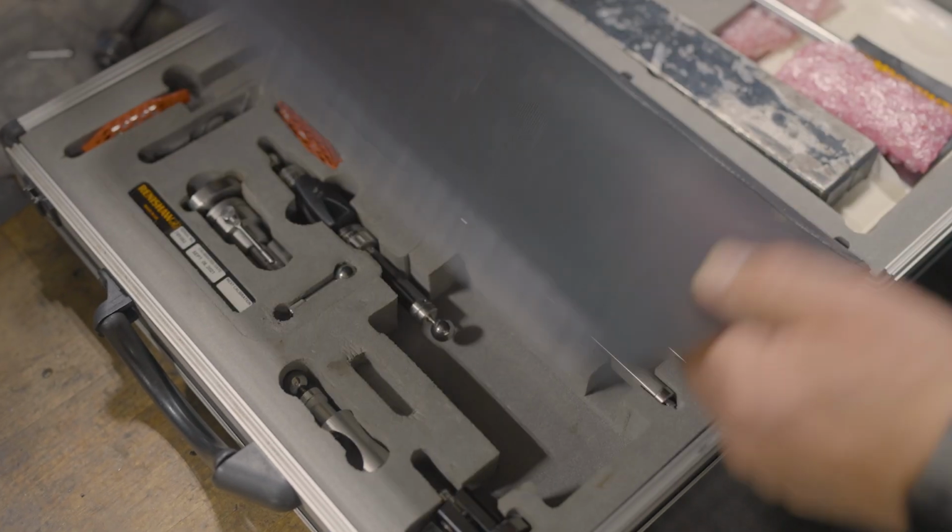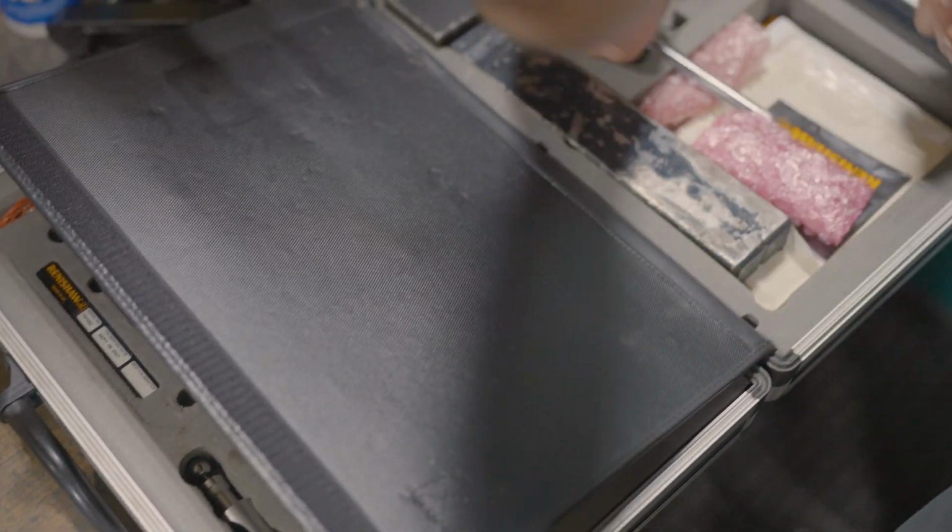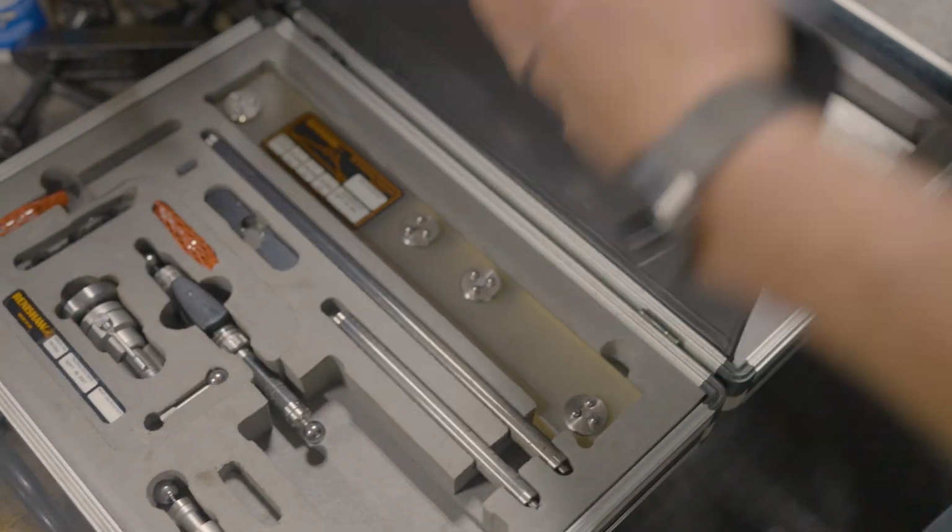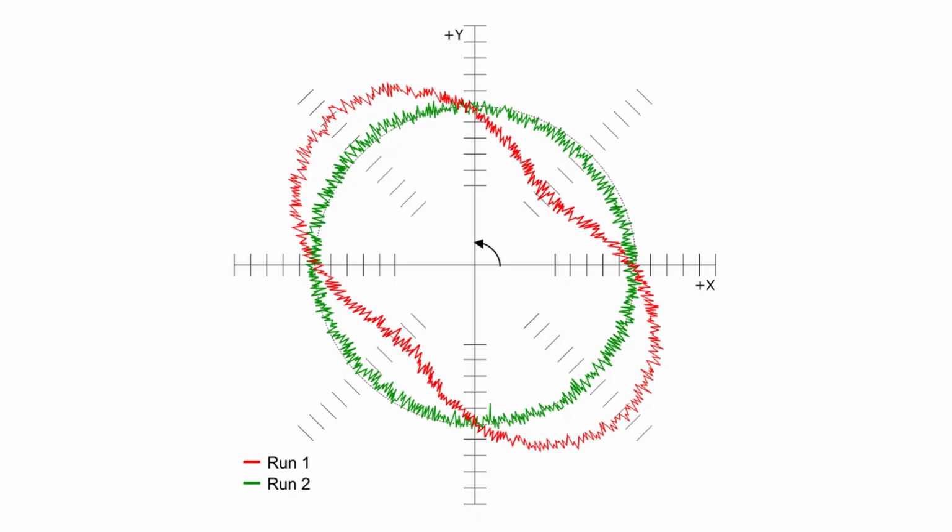The two main reasons someone may call to have a machine ball barred would be for ISO certification or due to machine inaccuracies that are finding through parts tolerances.